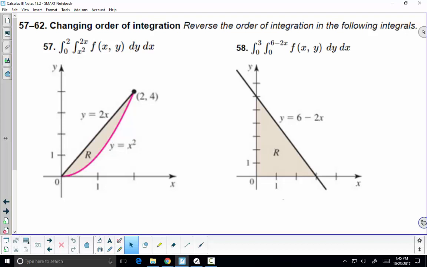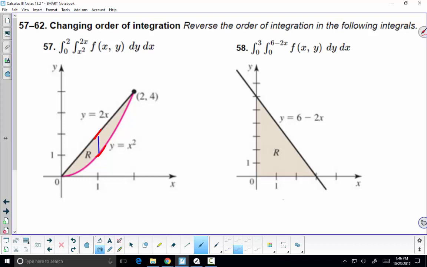What direction is the element if we're doing dy dx? Vertical. So the x's are coming from a constant interval, and that's what a vertical element represents. That x is coming from a constant interval 0 to 2. And that element is capped by a function above and a function below it. So the y limits are functions: bounded above by a function and bounded below by a function.